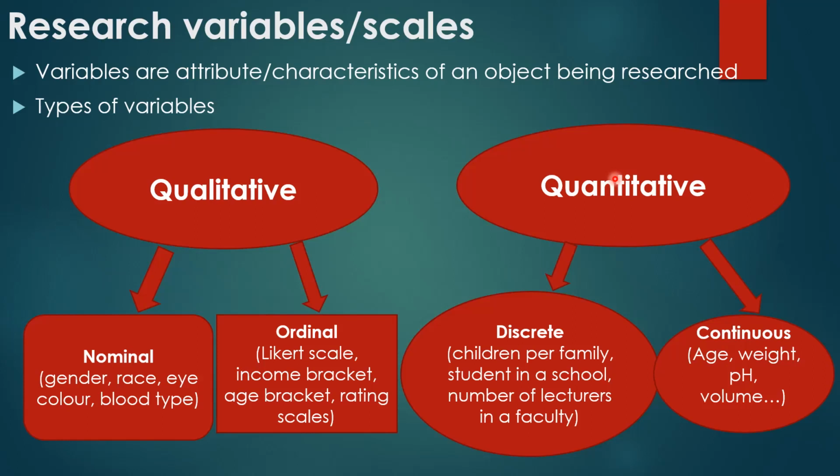But if I'm measuring the number of children per family, I can't get decimals. I think the difference there is the decimals. For continuous, I can have decimals. But for discrete, you can't have decimals. I must have distinct whole numbers. So that's just the difference.